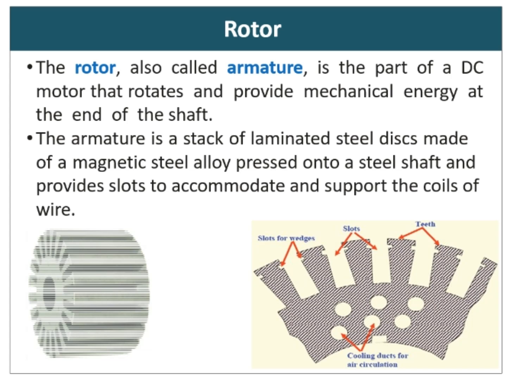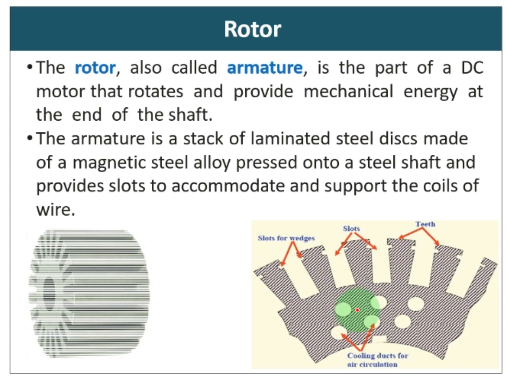The armature is again similar to the field poles. They are again produced with laminated steel sheets. It's a stack of laminated steel discs made of magnetic steel alloy pressed onto a steel shaft and provides slots to accommodate and support the coil of wires.